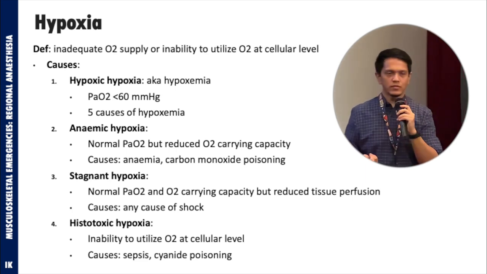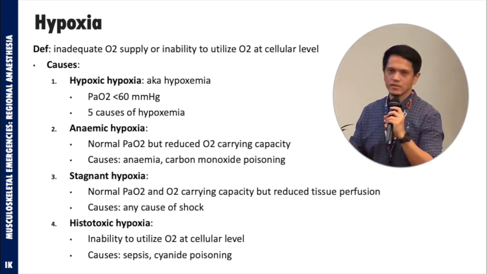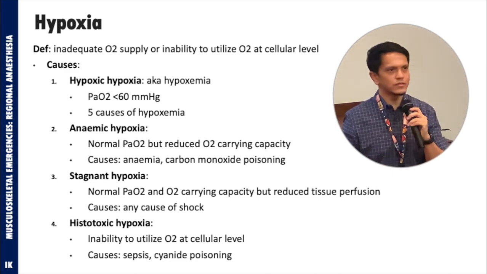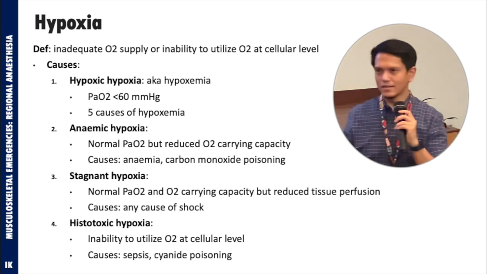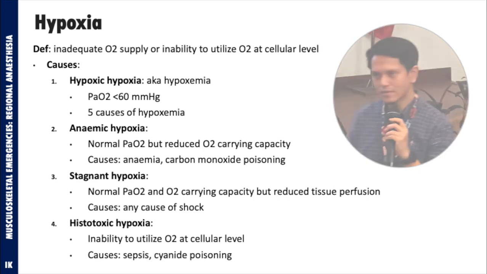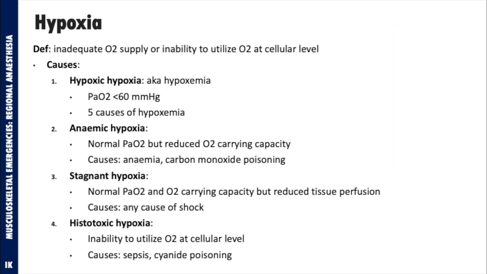And histotoxic hypoxia is where oxygen is reaching the tissues, no problem, but the tissues cannot use the oxygen. So you get this in sepsis, you get this in cyanide poisoning. The mitochondria itself is inhibited. You can't use the oxygen anyway, even though oxygen is enough.